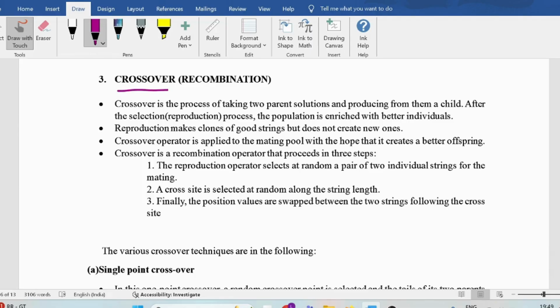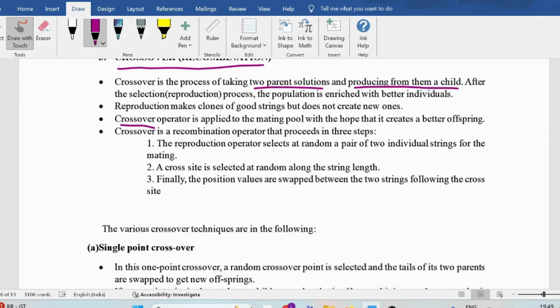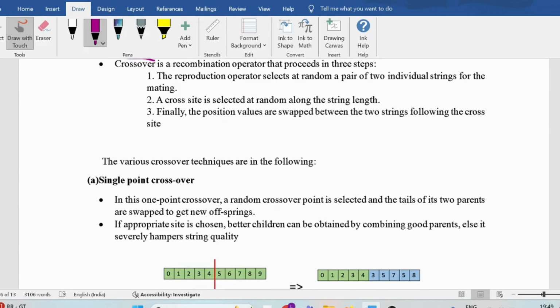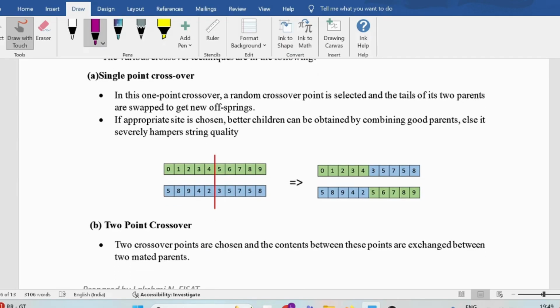The next operation in genetic algorithm is called crossover, or crossover is also called recombination. Crossover means we will take 2 parents and generate the child or the offspring from that. There are different methods, and this crossover will ultimately give us a new set of offspring. So new genetic material is generated using this method. The first one is called single point crossover.